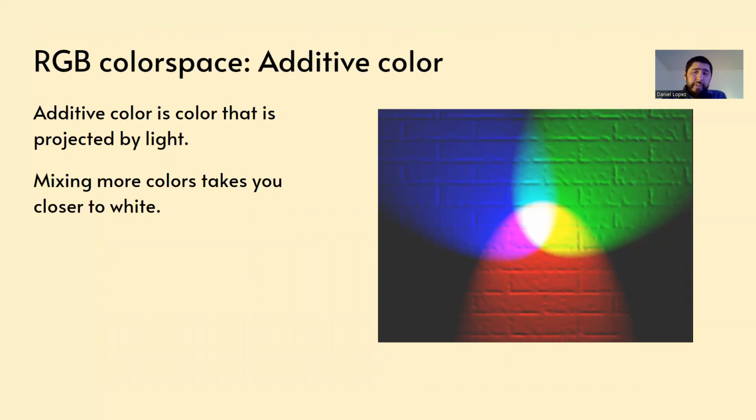Okay, additive color. Additive color is using light. Why is it called additive color? Because you need to add color in order to get to white. We have a red light on the bottom, a blue light on the top left, and a green light on the top right. These are their own separate colors, but when you combine all three of them together, you get white.